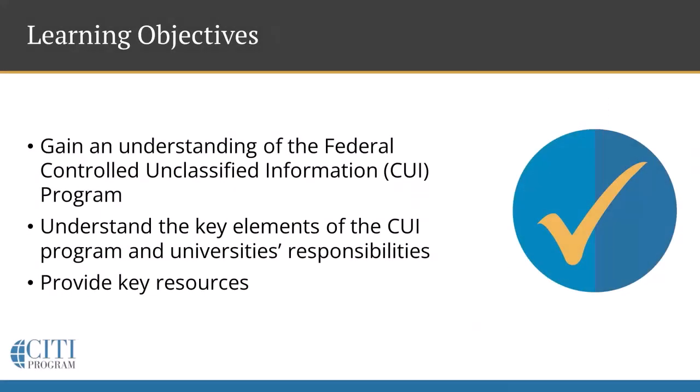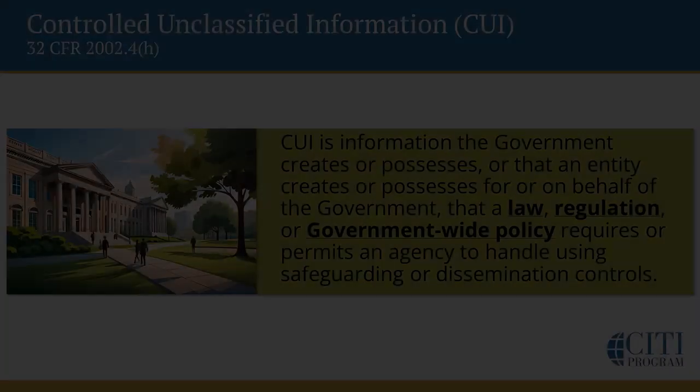Today's objectives are to provide the audience with a better understanding of the Federal Controlled Unclassified Information Program, to understand the 4 key elements of the CUI program, and to break down universities' responsibilities when they're interacting with the program. And we're going to leave you with some key resources that you can refer to later.